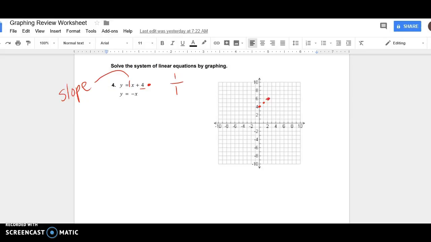Once you have at least 3 of those points, you are going to use a straight edge of some kind and then draw a line through those points.